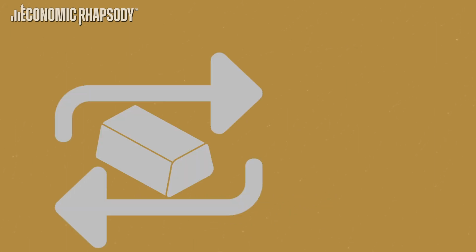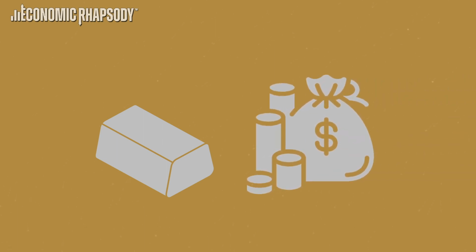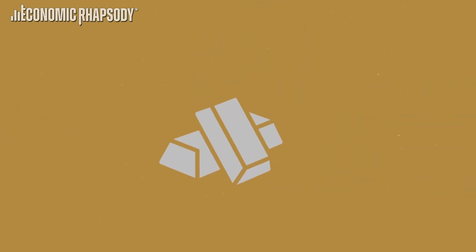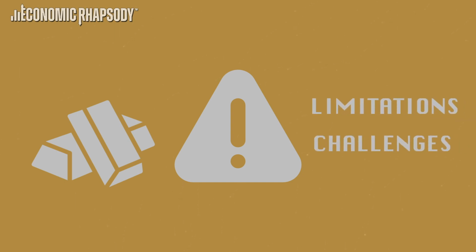The rigid gold convertibility and inability to adjust the money supply to meet the changing economic conditions were cited as contributing factors to the severity and duration of the economic downturn. These challenges and criticisms of the gold standard are important to consider when evaluating its effectiveness as a monetary system. As we can see, while it had its advantages, it also faced limitations and challenges.